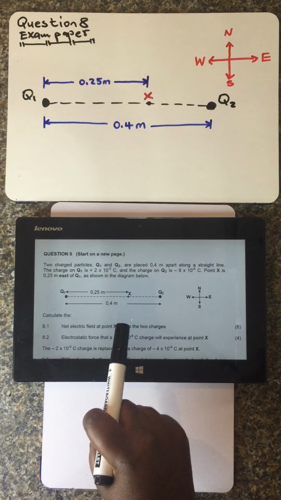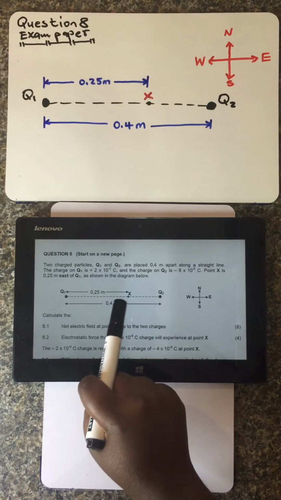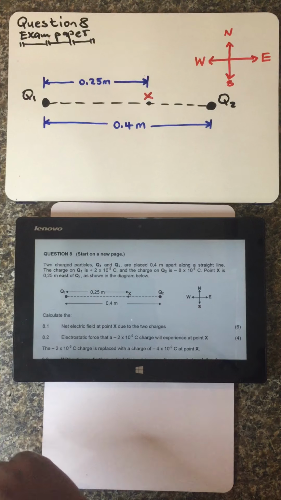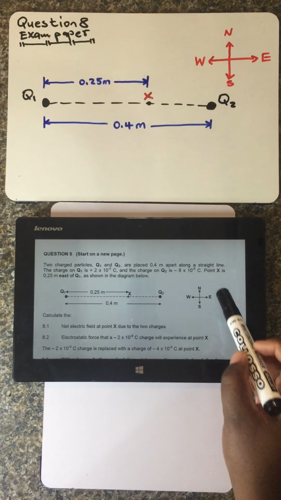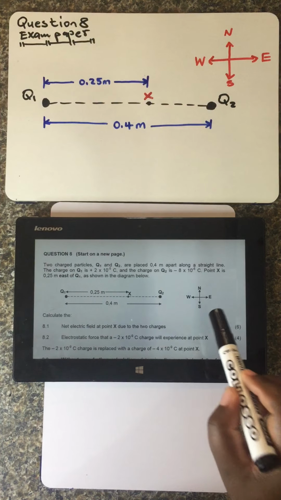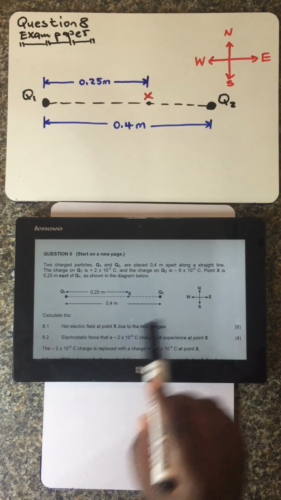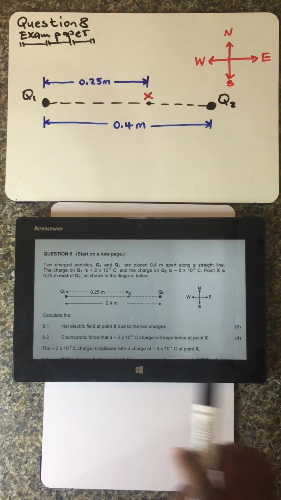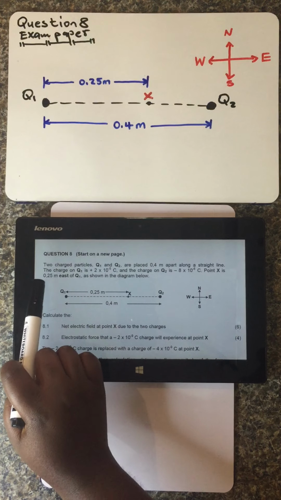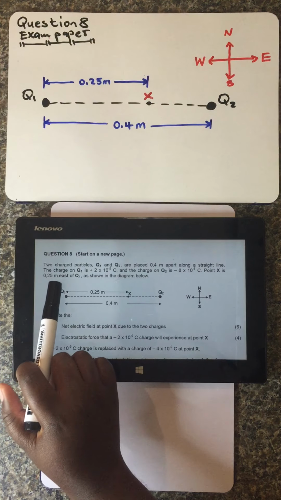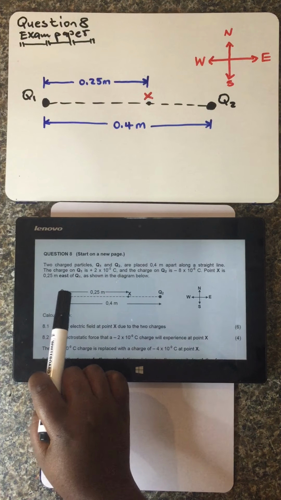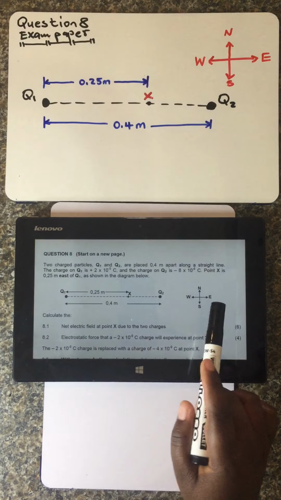And you're also given a point X, which is 0.25 east of Q1. That means it's very, very much important for you to understand this compass: top, north, bottom, south, to the right, east, to the left, west. Very, very much important, ladies and gentlemen. So when they say point X is 0.25 meters east of Q1, that means from Q1 you move by 0.25 to the right, as you can see there.